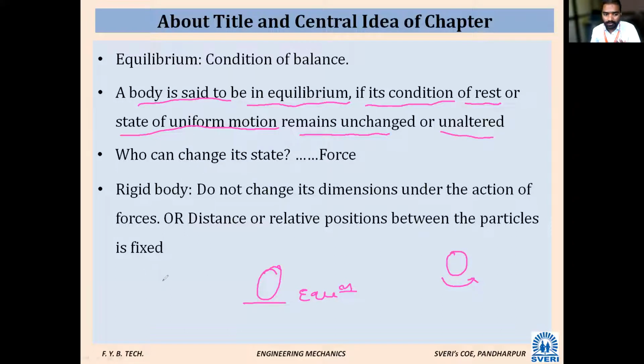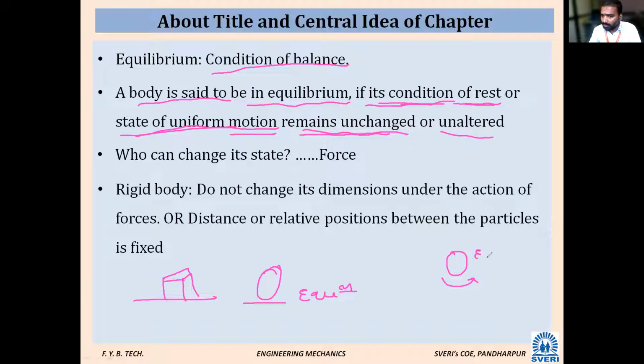Okay, so if you consider this is a stone, this is a table which is here today. Tomorrow there is no force acting on it, so tomorrow it is also here, day after tomorrow also. Whenever you see the state of rest is the same and it is not changing its position, it means the body is in equilibrium. So what does equilibrium mean? It is a condition of balance. A body is said to be in equilibrium if its condition of rest or state of uniform motion remains unchanged, meaning it is not changing its state of rest or its uniform motion.